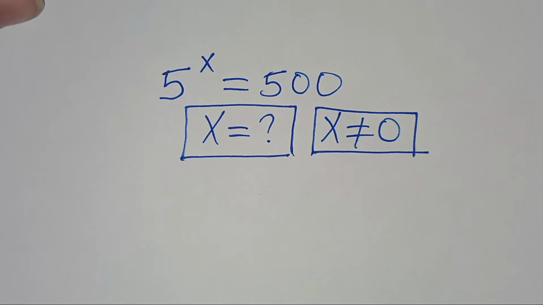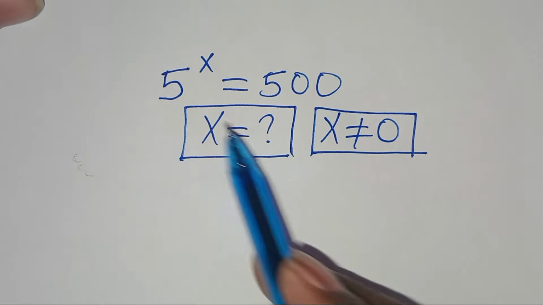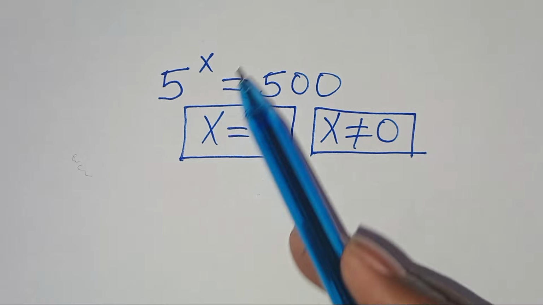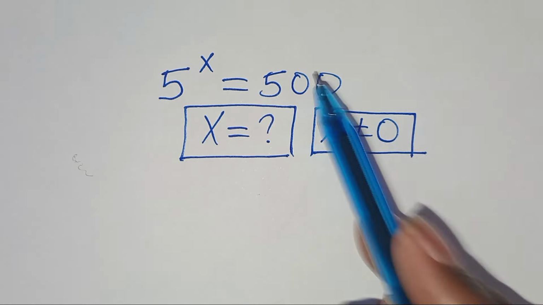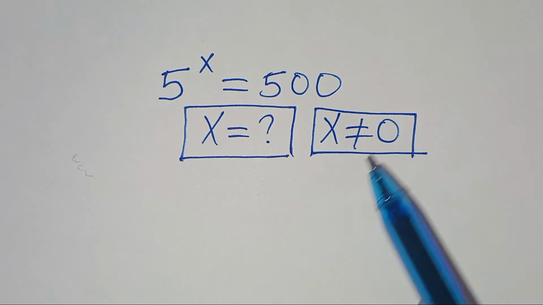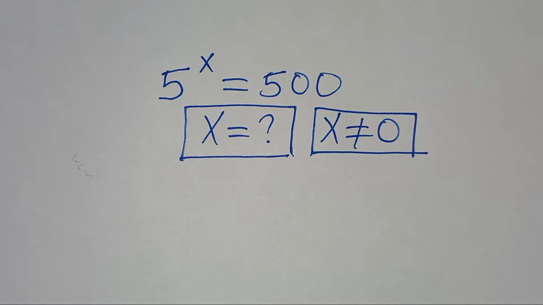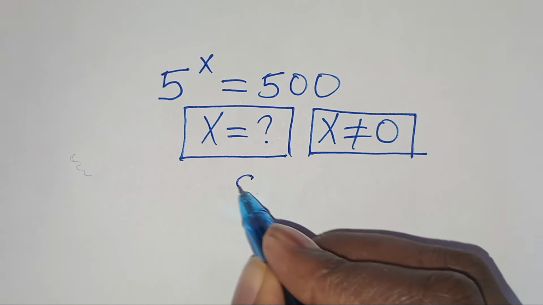Hello everyone, you're welcome to solve this nice exponential equation, which is 5 to the power of x equal to 500. What is the value of x given that x is not equal to 0? So let's present the solution from here.